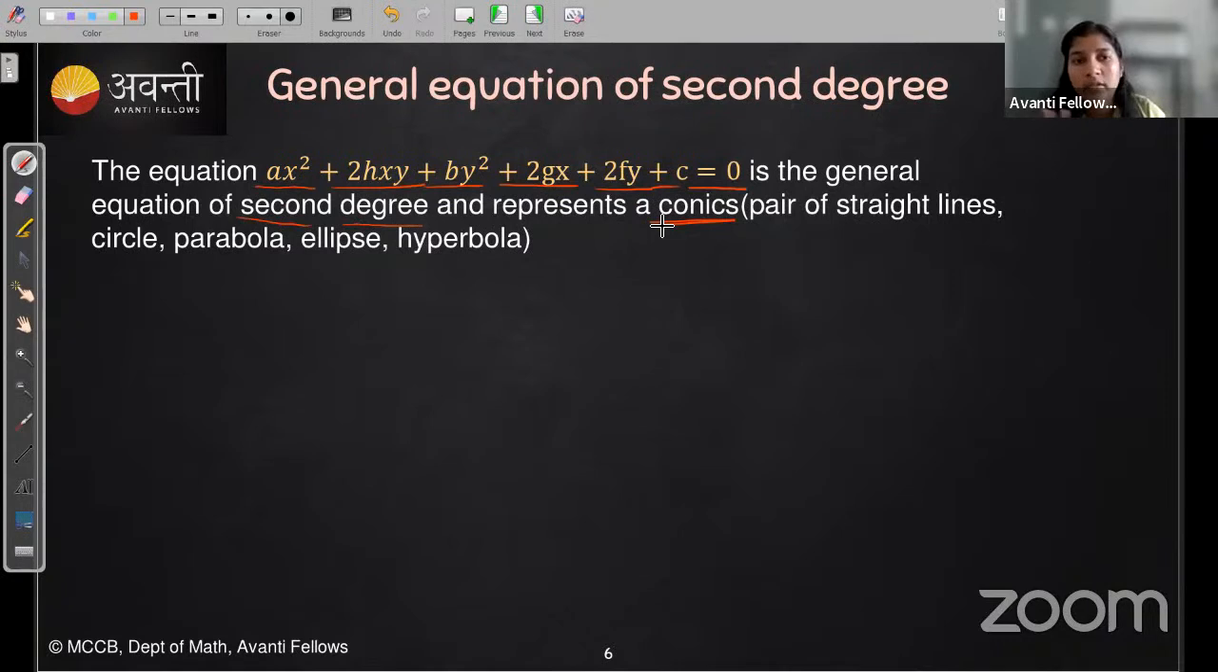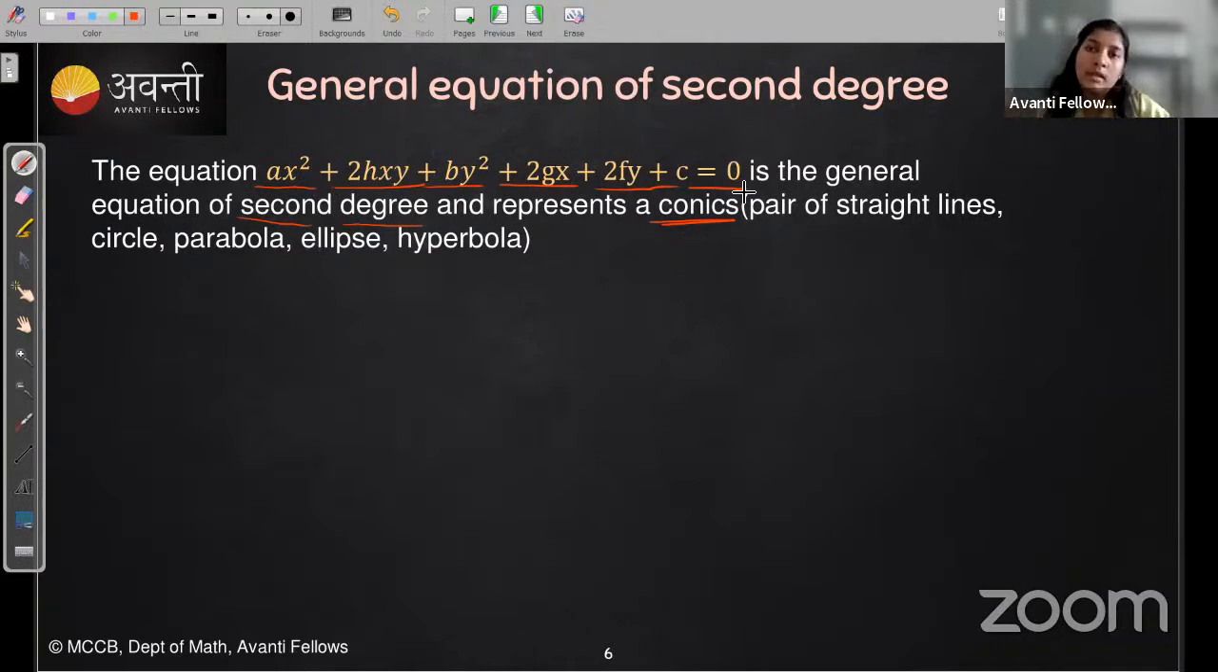Conics involve the circle, parabola, ellipse, even a pair of lines, hyperbola, etc. Okay, so all these things, fine. This is a general equation of second degree, and we make use of this equation to represent our conics.